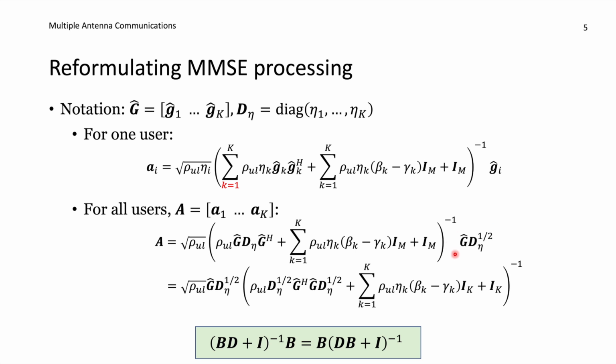So then I move the B matrix to the left hand side, I change the order of B and D, get this expression, and here I'm only changing the dimension of the identity matrix from M to K, because now I have an inverse of a K by K matrix instead.